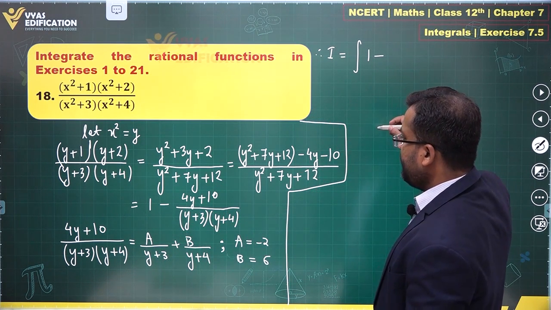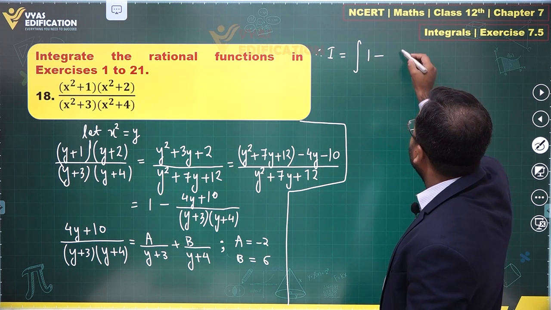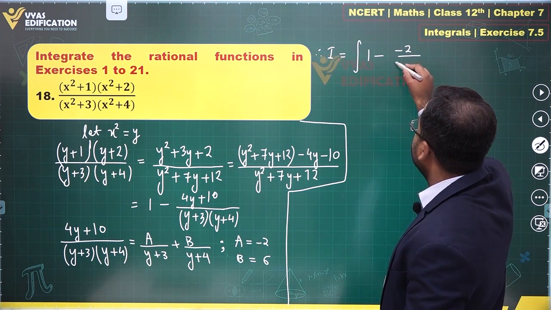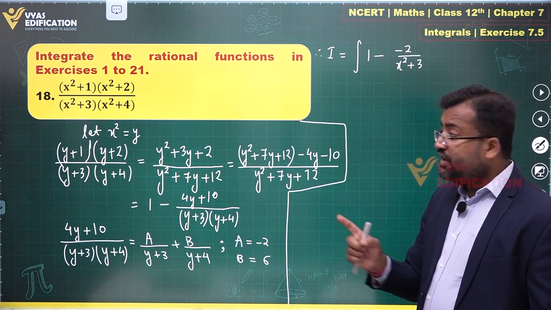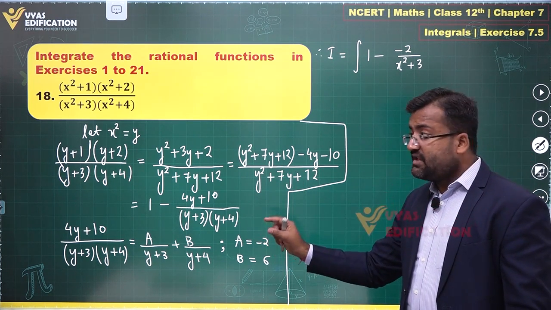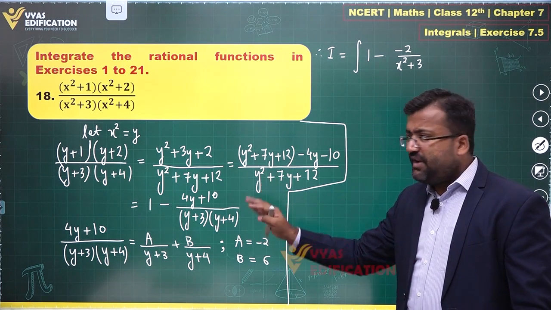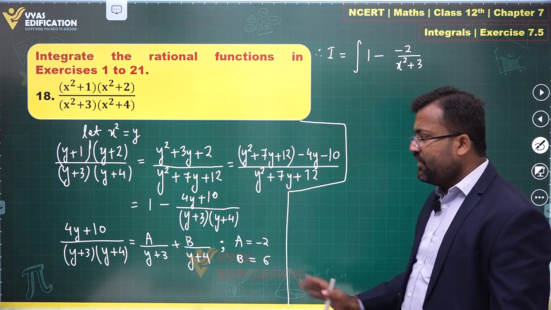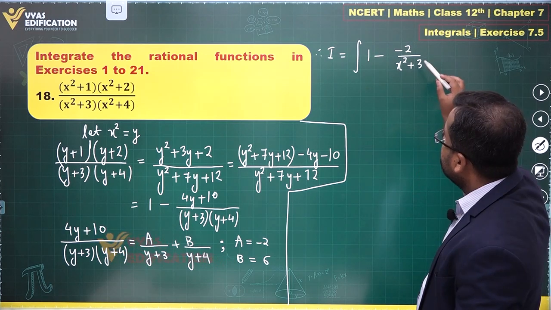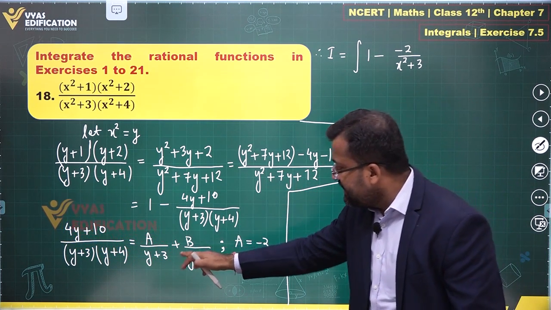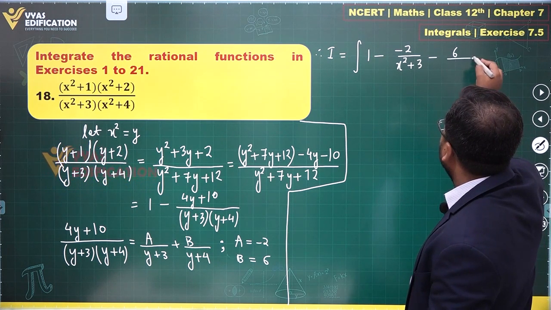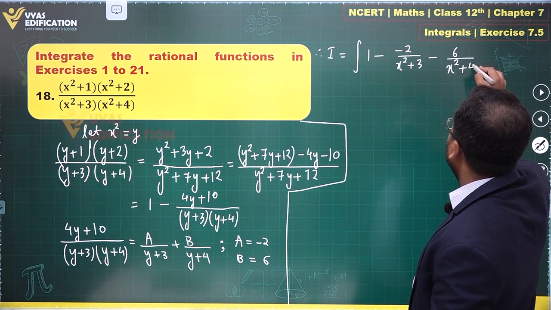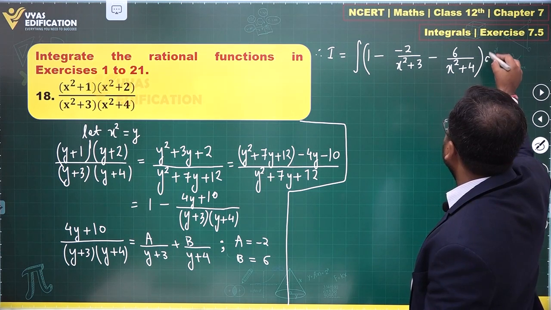What is that? 1 minus a upon (y + 3), which is minus 2 upon (y + 3), which is x square plus 3, right? I haven't used substitution, mind you, right? Here I have just replaced x square with y to simplify the look of the expression. That's all. Nothing more than that, right? This is 1 minus this, then you have minus b. B is 6 upon (x² + 4). That's what you get. dx.